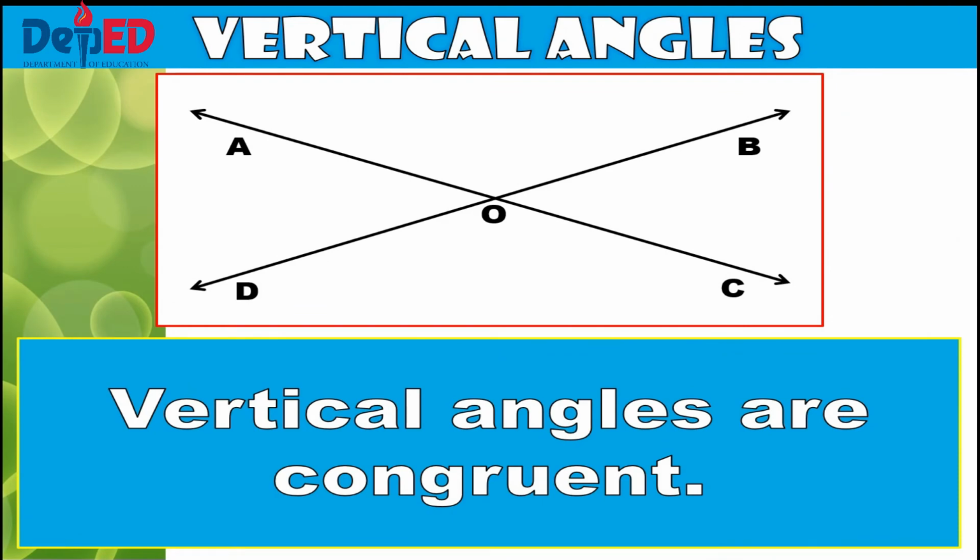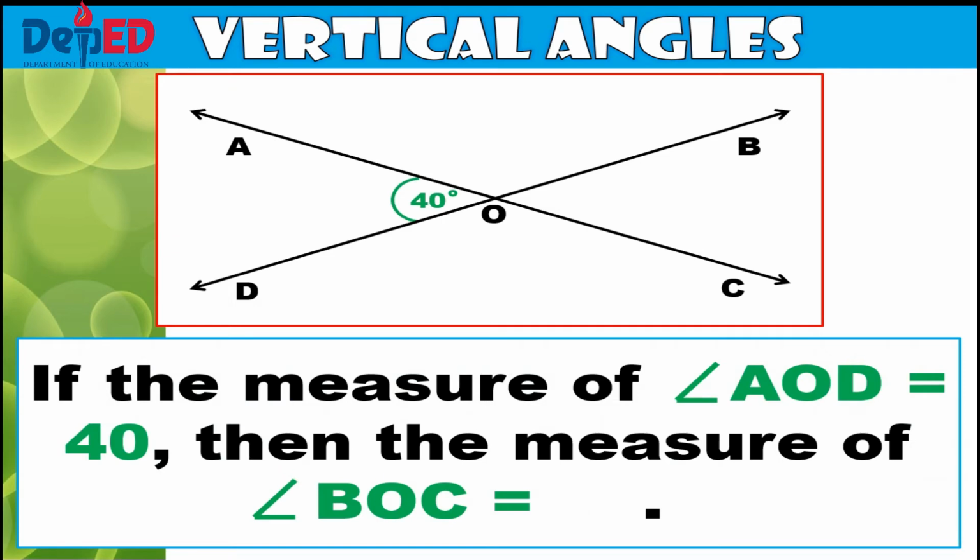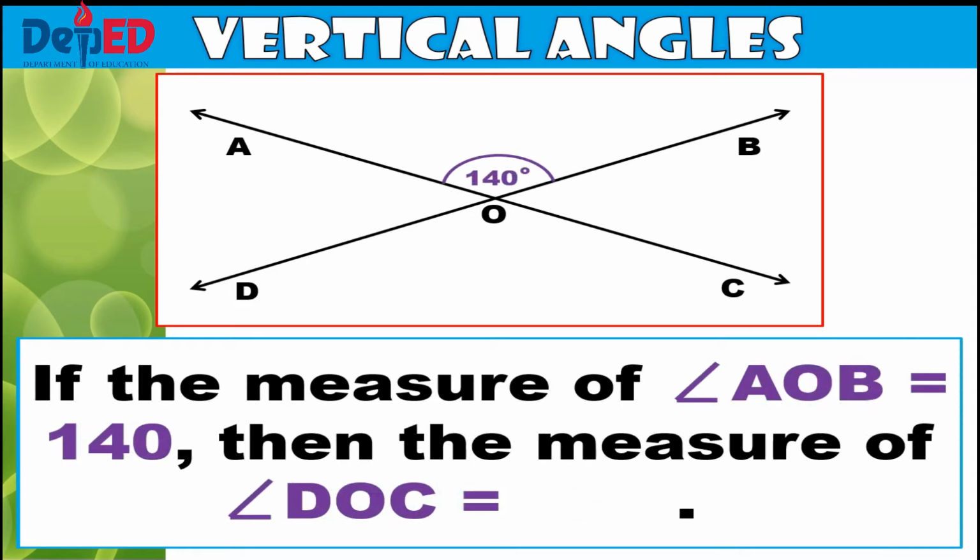Vertical angles are congruent. Let's say, for example, if the measure of angle AOD is equal to 40, then the measure of angle BOC is also 40 degrees. If the measure of angle AOB is 140 degrees, then the measure of angle DOC is also 140 degrees.